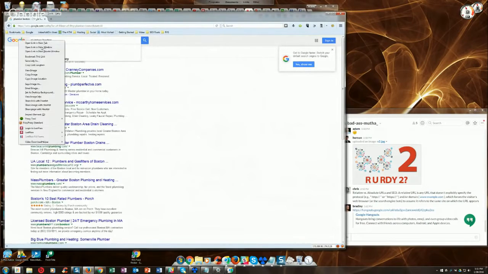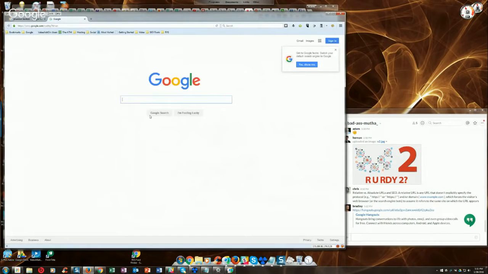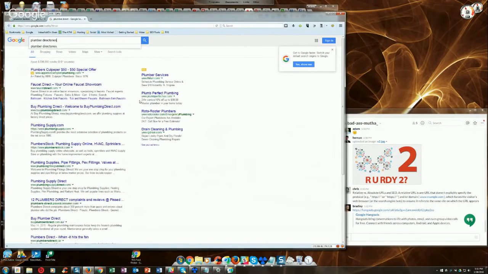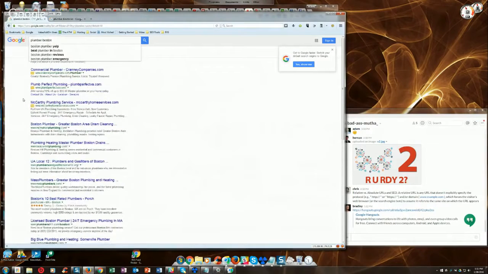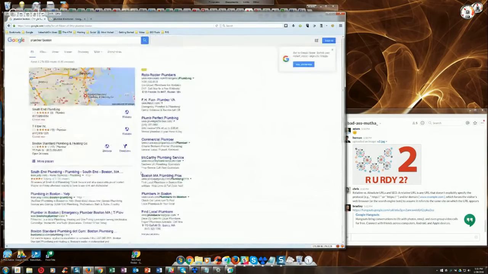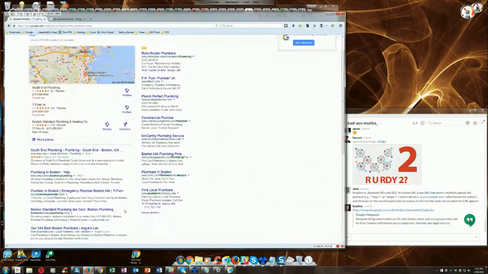Now let's talk about another way. We're going to talk about 3 ways. Another way to do it is to look for plumber directories. Okay, so before with this one, remember, we're looking specifically for links that are available that have been linked to from Boston plumbing sites, so that there's topical relevancy as well as geographical relevancy, right? You're getting the best of both worlds.